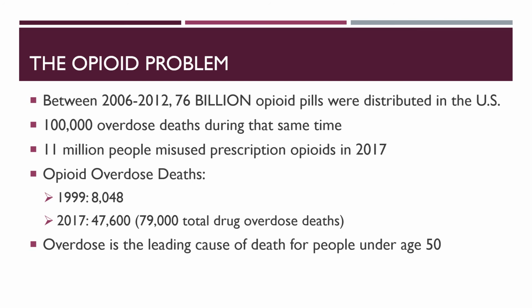Just looking at the historical trends here, the opioid overdose deaths, in 1999, we experienced in the United States about 8,000 overdose deaths. So that's already way too many. But by 2017, that had gone up to almost 50,000 in just 1 year. And that was opioid deaths alone. The total drug overdose deaths that year were almost 80,000. Overdose has now become the leading cause of death for people under age 50.